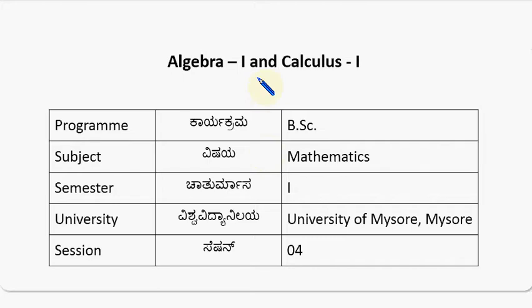In the earlier class, we also discussed the rank of the matrix by using row reduced echelon form. So we have to take another examples of rank of the matrix, that is of first semester, University of Mysore.